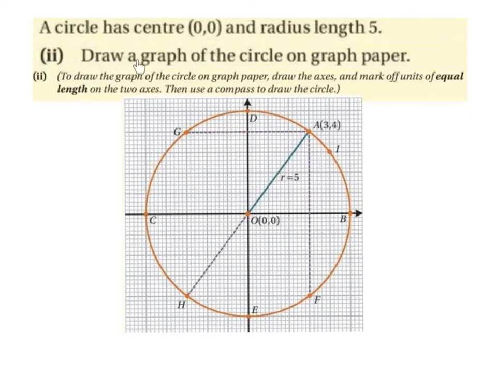Part 2, draw a graph of the circle on graph paper. To draw the graph of the circle on graph paper, draw the axes and mark off units of equal length on the two axes. Then use a compass to draw the circle.